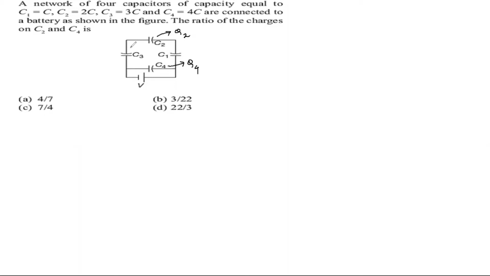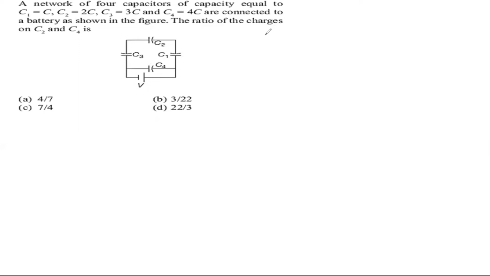Alright, as you can see here, these capacitors C1, C2, and C3 are connected in series, and C4 is connected in parallel to this series arrangement. Okay, so first we are going to find the equivalent capacitance of these 3 series capacitors.